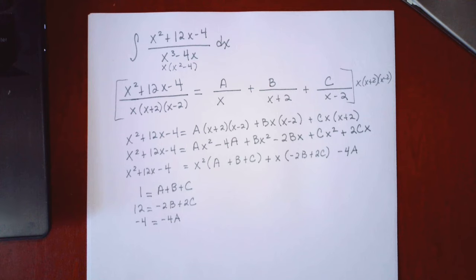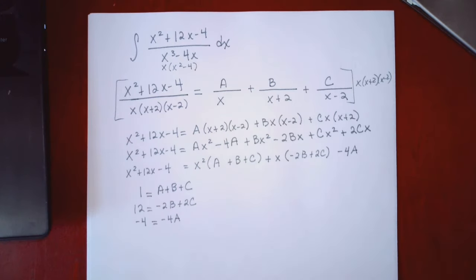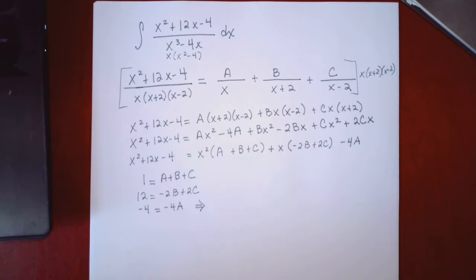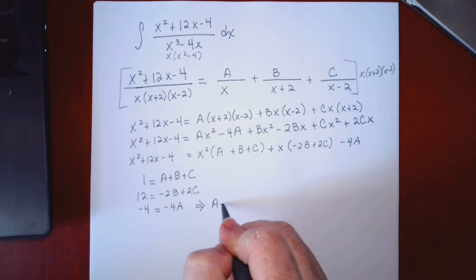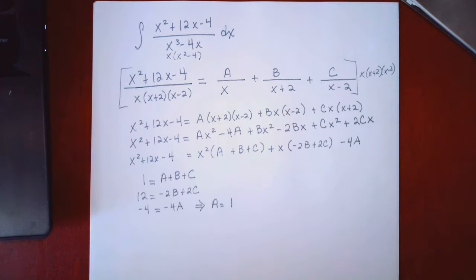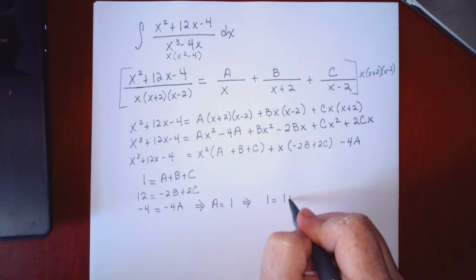in three unknowns. The more fractions you have, or if you have nonlinear irreducible quadratic denominators, you get more and more unknowns, and so you get more equations in your system. For us, we can still use a substitution and elimination process. If we look at this third equation, that guarantees that a is equal to 1. Plug that back into the first equation.